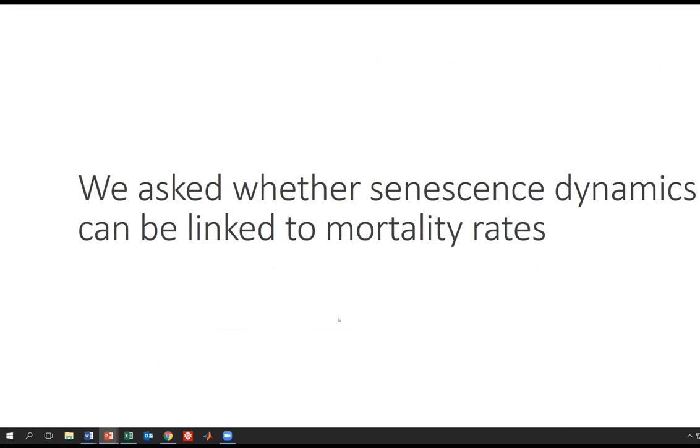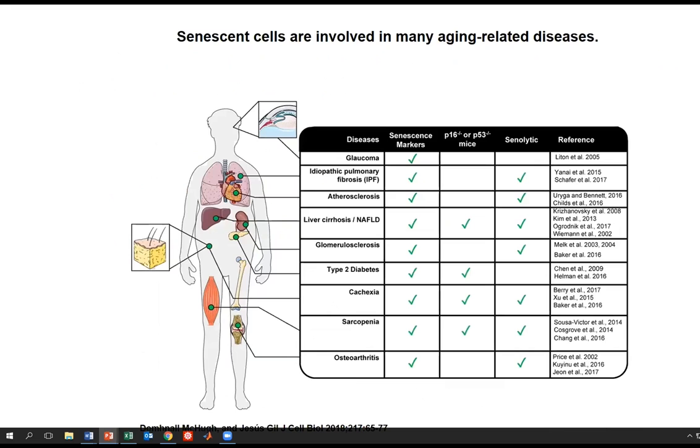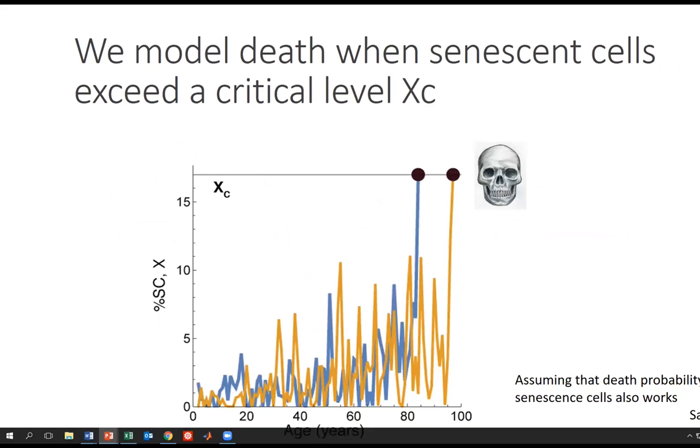Now let's go back to the question asked. Can this process explain things like the Gompertz law, exponential growth rates? To do that, we have to understand how senescent cells link to death, and we don't know how to do that right now. But since they're linked to so many illnesses, let's make a simple assumption, going back to the 50s: senescent cells in each individual fluctuate, but when they cross a certain threshold, that's incompatible with life.